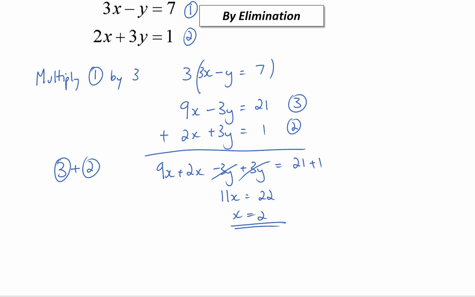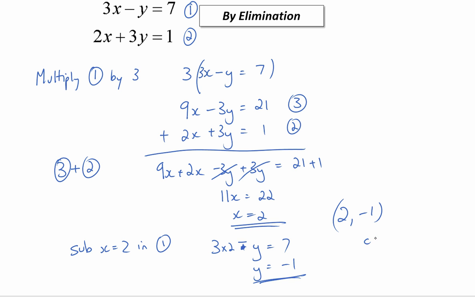Now, using one of these equations, it doesn't matter which one, we're going to sub that answer in. So tell the person that's what you're going to do. We're going to sub x equals 2 into equation 1. So we've got 3 times 2 plus y, or minus y, should I say, minus y is equal to 7. So 6 minus what is equal to 7? So y is equal to minus 1. So this is our solution. Our solution is 2, minus 1.